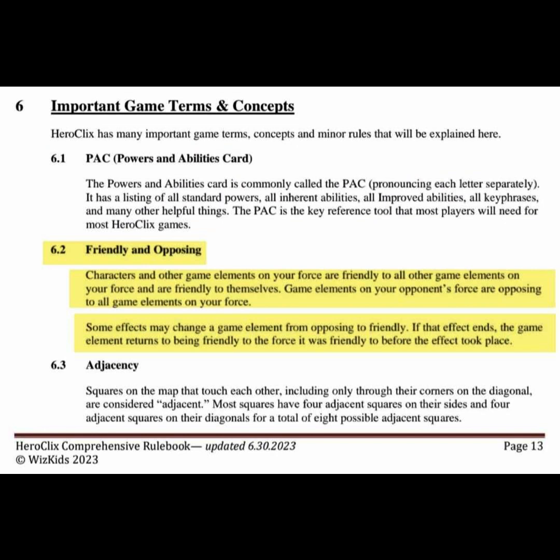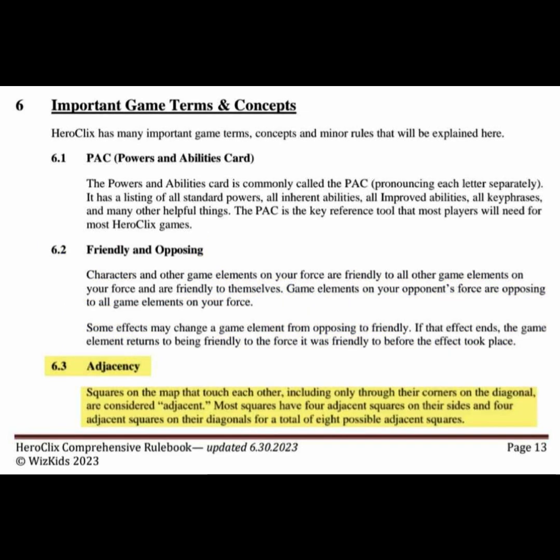6.2 Friendly and Opposing. Characters and other game elements on your force are friendly to all other game elements on your force and are friendly to themselves. Game elements on your opponent's force are opposing to all game elements on your force. Some game effects may change a game element from opposing to friendly. If that effect ends, the game element returns to being friendly to the force it was friendly to before the game effect took place.